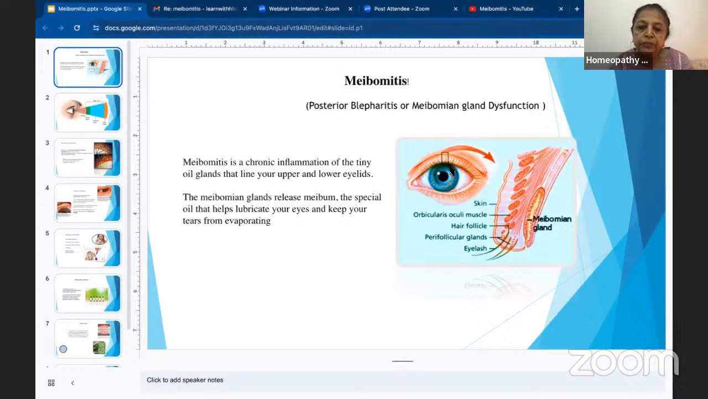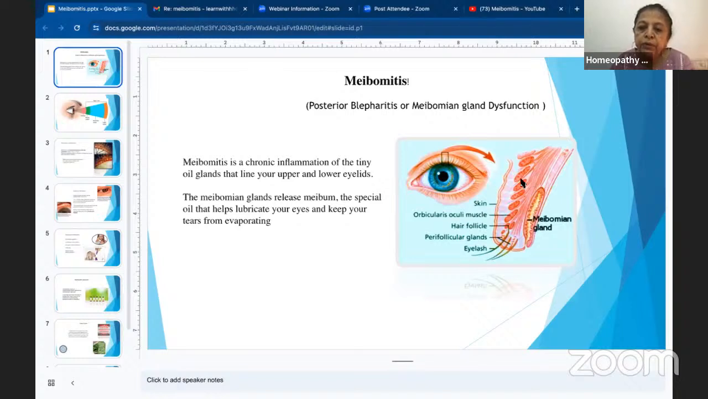Here you can see the surface anatomy, upper lid and lower lid. Just under the skin there's the orbicularis oculi muscle, and just behind that there are the Meibomian glands in the tarsal plate, lower and upper. The upper Meibomian glands are more numerous than the lower. If you take a sagittal section of the lid, the outer layer is skin, then comes your orbicularis muscle, then your Meibomian glands, which are in the tarsal plate.